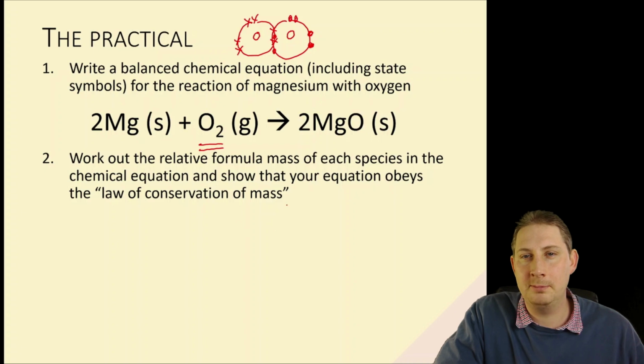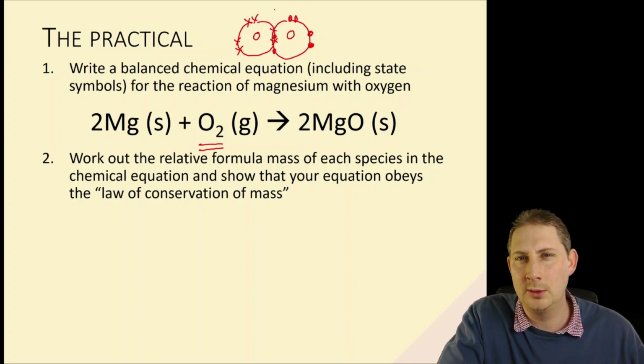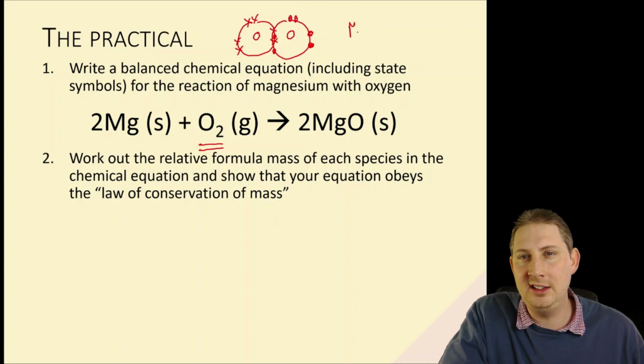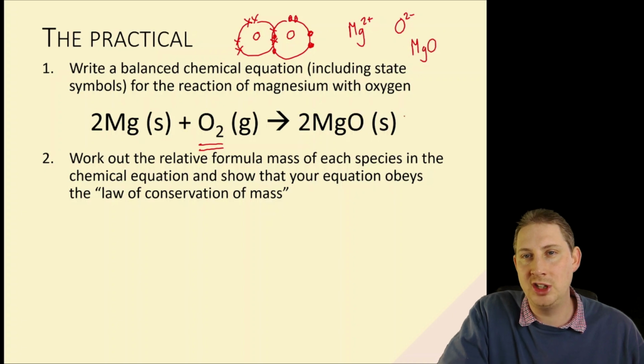And the product, magnesium oxide, again, I hope that you work that out without too much trouble. Magnesium is in group 2, so it forms the 2+ ion. Oxygen is in group 6, so it forms the 2- ion. So it's a 1-to-1 ratio, MgO.